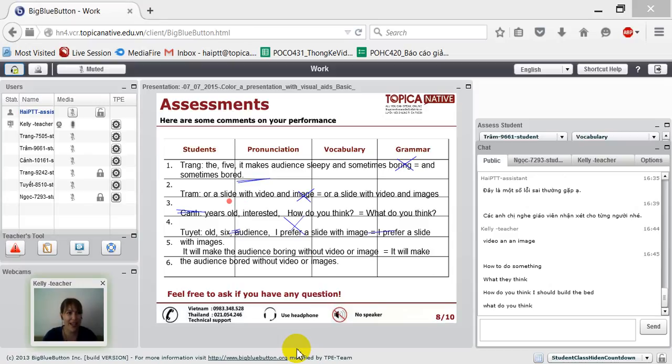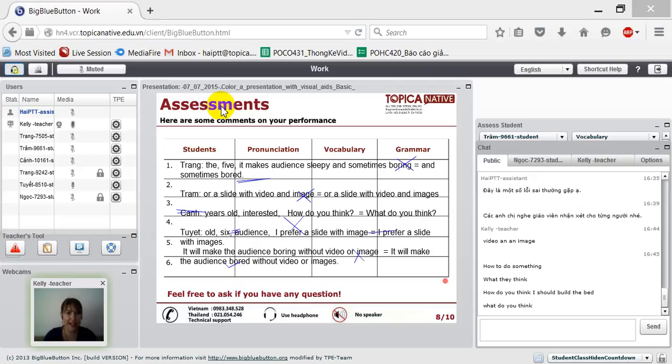Good job. And Tuette, could you please repeat after me? Old. Old. 6. 6. Audience. Audience. Excellent. And then same thing as Tram. You said I prefer a slide with image. To make it more general, you would instead say, I prefer a slide with images. Okay, do you see that, Tuette? Yes, I see. Okay.